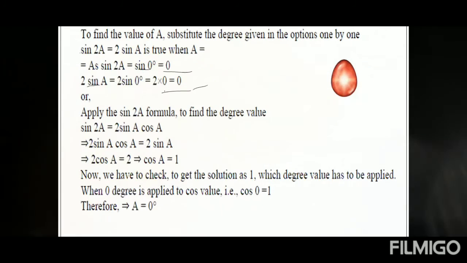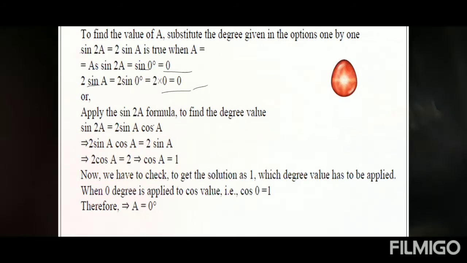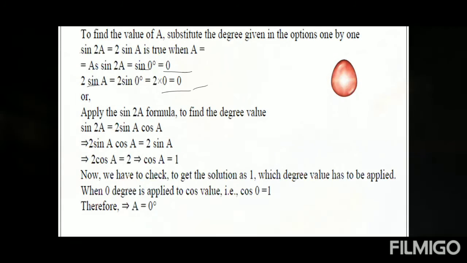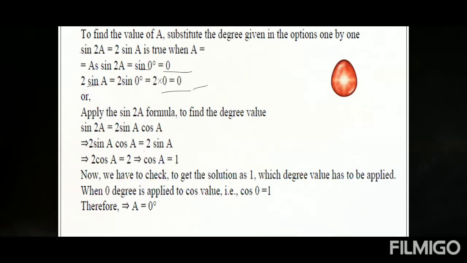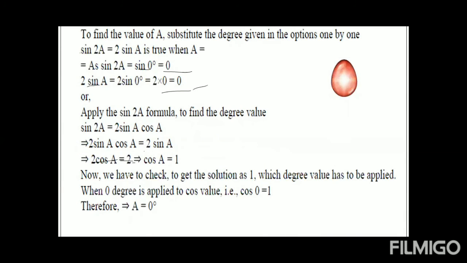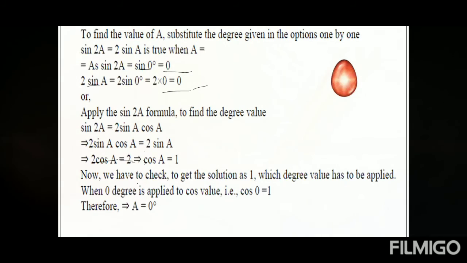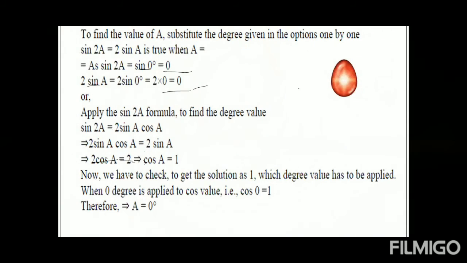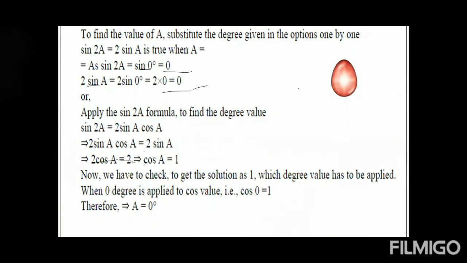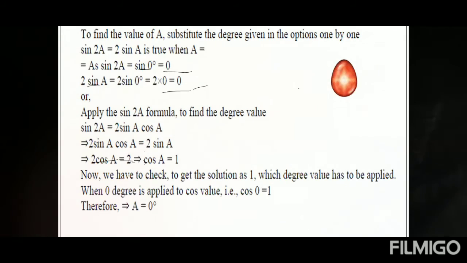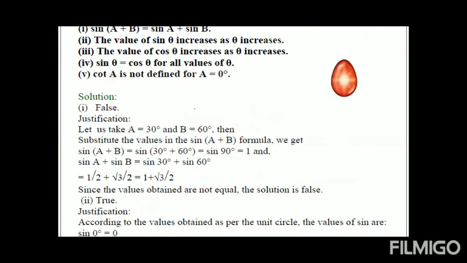Or you can do like this. Sine 2A equals 2 sine A cos A, right? Then 2 sine A cos A equals 2 sine A. 2 cos A equals 2. Cos A equals 1. So now we have to check to get the solution as 1. Which degree value has to be applied when 0 degree is applied to cos value? Cos 0 equals 1. Therefore, angle A is the option. Correct option.